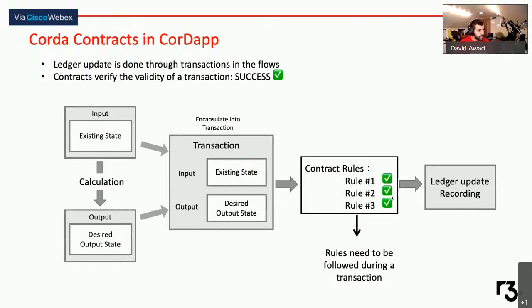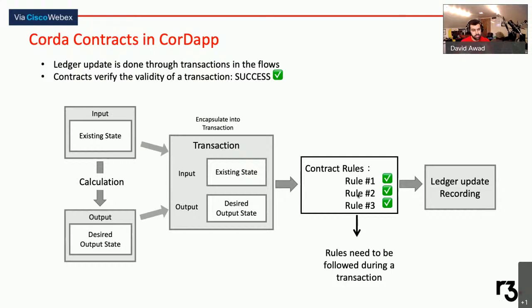So in the ideal case, you have some input state. Let's say it is a loan, and that input state of the loan has some amount on it that is due, and that previous version of the loan, when a payment is made, must be updated. And so a transaction happens that consumes that existing state and produces a desired output state, according to certain contract rules. Those rules obviously need to be followed during a transaction. So try to keep that in mind.